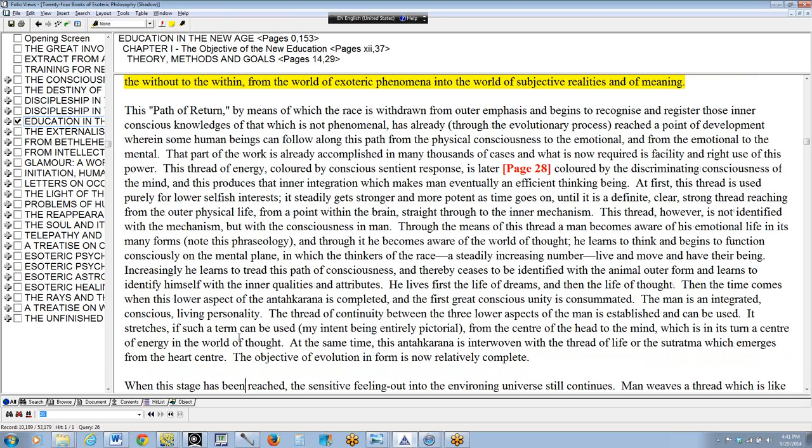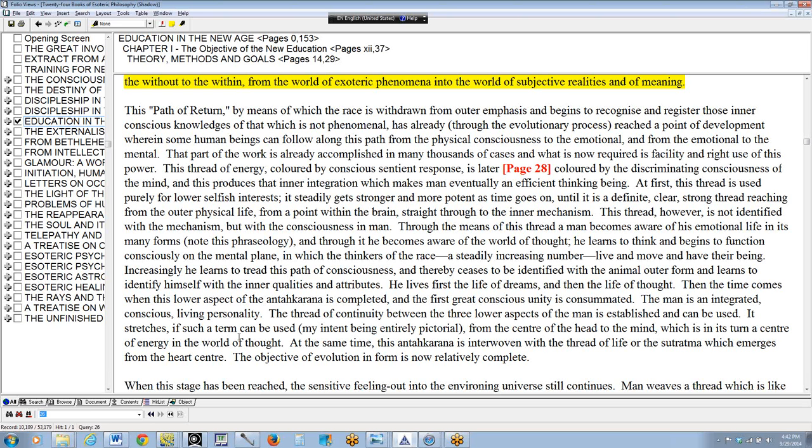This means, through the means of this thread, a man becomes aware of his emotional life in its many forms. Note the phraseology, in its many forms, forms of emotional response, and through it he becomes aware of the world of thought. He learns to think and begins to function consciously on the mental plane, in which the thinkers of the race, a steadily increasing number, live and move and have their being. Increasingly he learns to tread this path of consciousness and thereby ceases to be identified with the animal outer form and learns to identify himself with inner qualities and attributes. He lives first the life of dreams, that's the life of the astral plane, and then the life of thought.